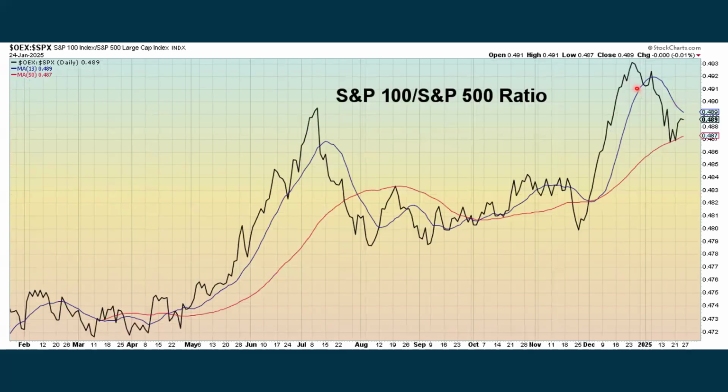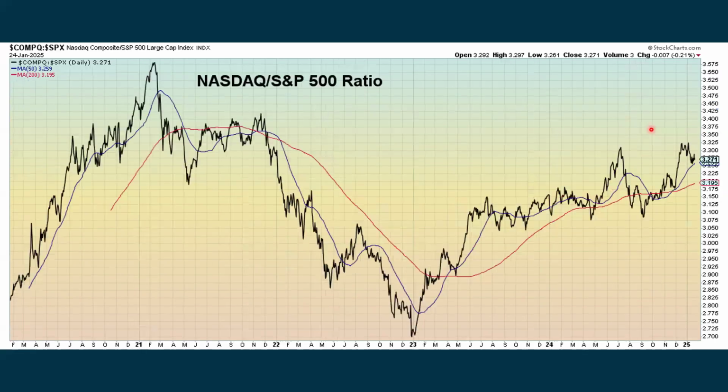The S&P 100 was really pulling back compared to the rest of the S&P 500, the bigger stocks in the S&P. Now it's bouncing up off of the 200-day moving average with this ratio, and it's still in a longer-term uptrend. The Nasdaq, which has been doing quite well, is continuing to outperform the S&P 500.